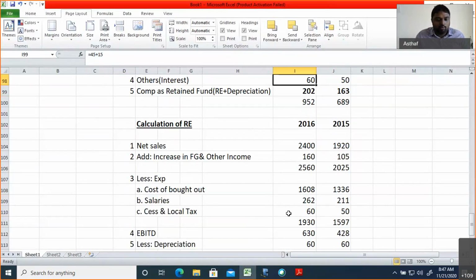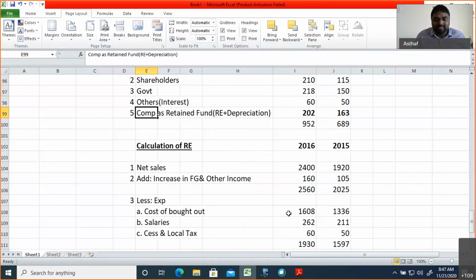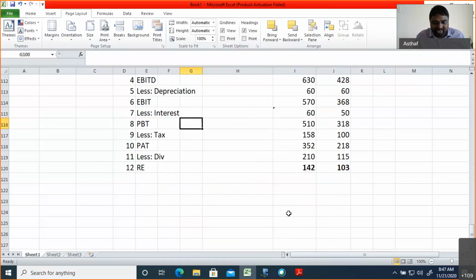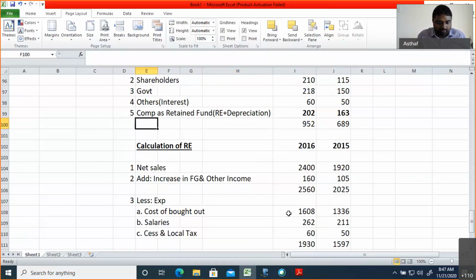See, I told you what this balancing figure is. This balancing figure is retained earnings and depreciation. So look here, you got 142. If you add depreciation 60, you will get 202. The same way, here you have 103.